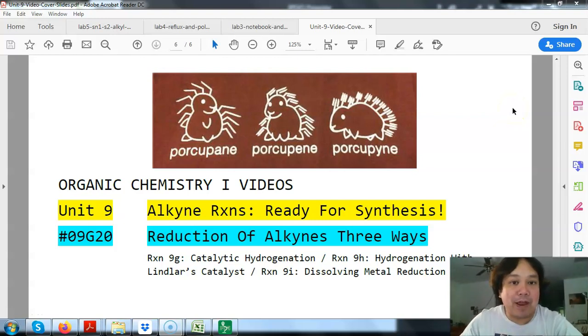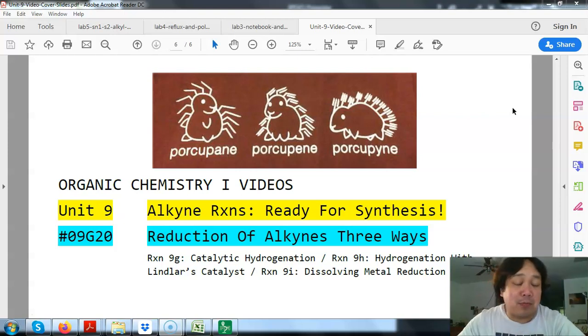We have 3 more reactions in Unit 9, all considered reductions. In this case, a reduction, we're going to look at it as a reaction where we add hydrogens. We know that oxidation, you're adding more bonds to oxygen and less bonds to hydrogen. Well, in this type of reduction, we are going to think of it as adding more bonds to hydrogen.